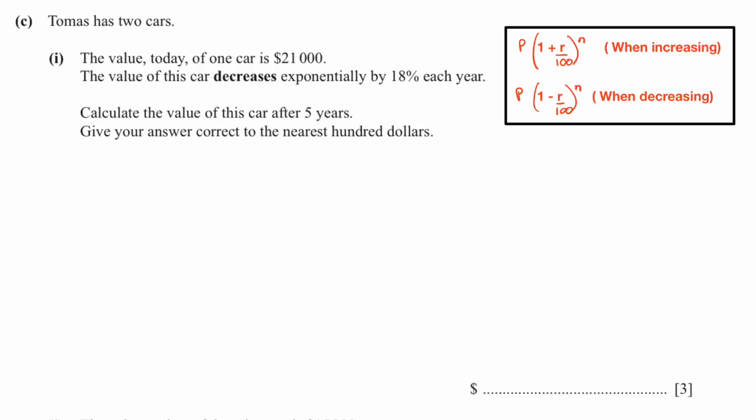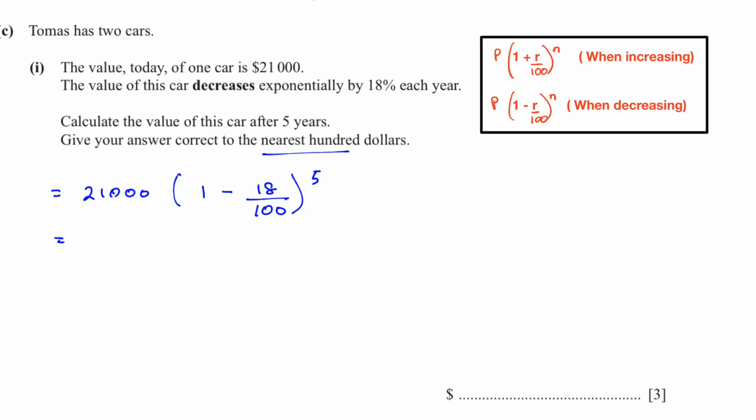If it is decreasing, we write P bracket 1 minus R over 100 to the power N, where P is your starting amount, R is the rate of interest, and N is the number in years. So 21,000 times 1 minus, because it is decreasing, rate of interest is 18%, and the time in years is 5. We'll get 7,785. We have to round it to the nearest $100.